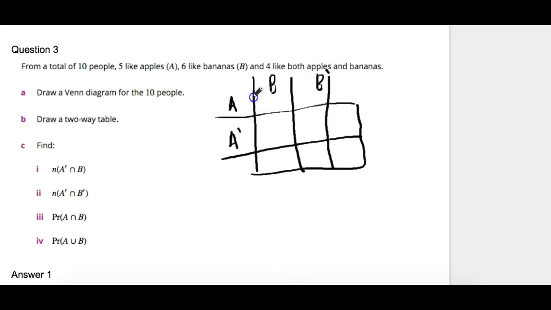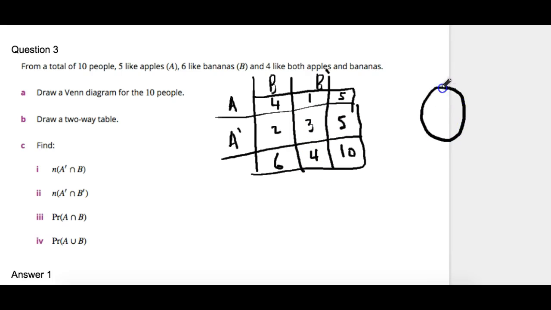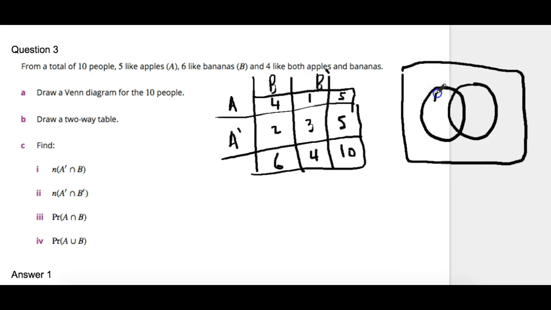Oh, missed a line. Okay, 10 people. 5 like apples, 6 like bananas, and 4 like both. So let's finish our Venn diagram. Not our Venn diagram. Why do I keep calling it a Venn diagram? I'm still sleepy, so not functioning the best this morning. Okay, and then we've got A and B.